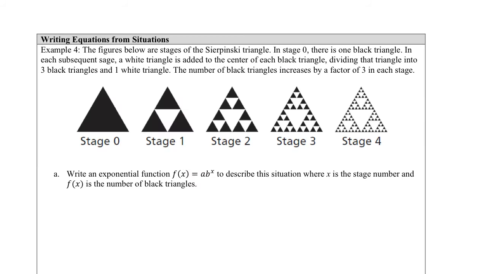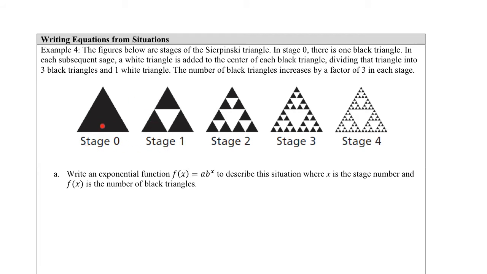Now let's talk about some word problems. So example 4: the figures below are stages of the Sierpinski triangle. In stage 0, there is one black triangle. In each subsequent stage, a white triangle is added to the center of each black triangle, dividing that triangle into 3 black triangles and 1 white triangle. The number of black triangles increases by a factor of 3 in each stage. And so we see a picture of how that works here.